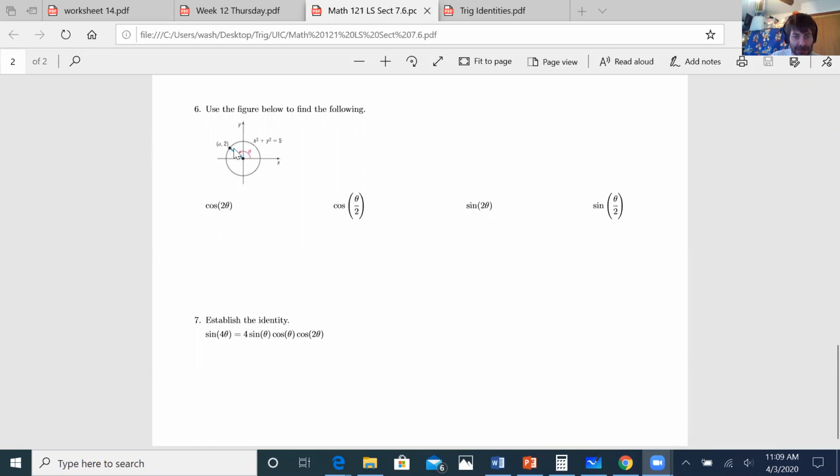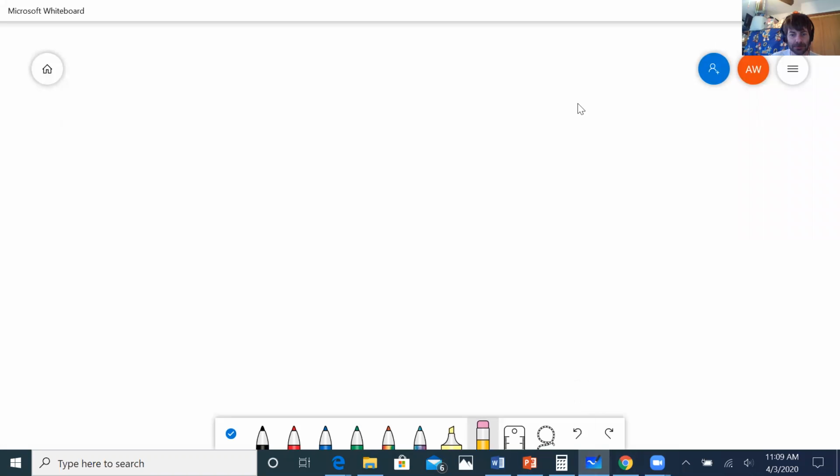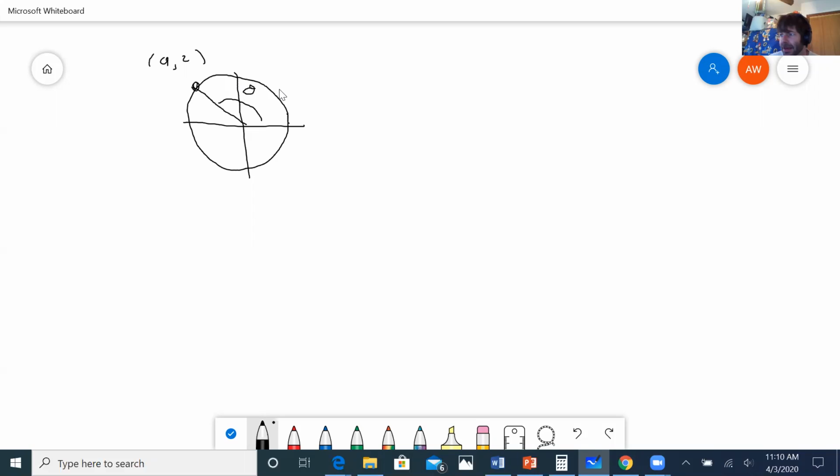So now what they're doing on this one is they're giving us not the sine theta and the cosine theta, but they're giving us a circle. With this little over here, and we're saying the point is a comma 2. That's an A. That's my theta. And my circle is x squared plus y squared equals 5.